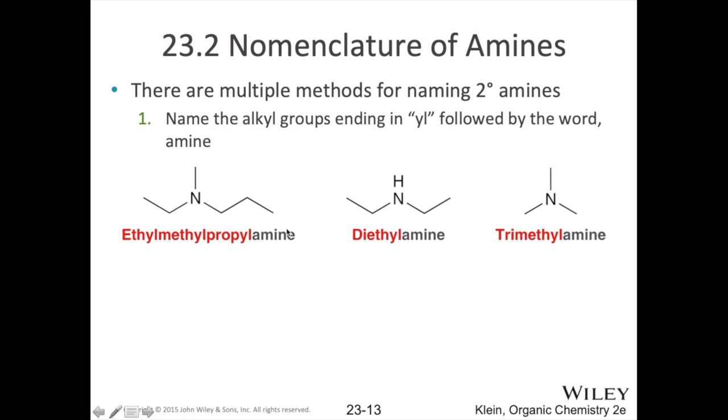Now, if you have multiples of the same alkyl group, you can use the prefixes di or tri. Or in the case of an ammonium ion, you could even use tetra. Over here we have a secondary amine where both of our alkyl groups are ethyl groups, so you call that diethylamine. Here we have 3 methyl groups for this tertiary amine, so it's trimethylamine. Again, though, this is the common name.